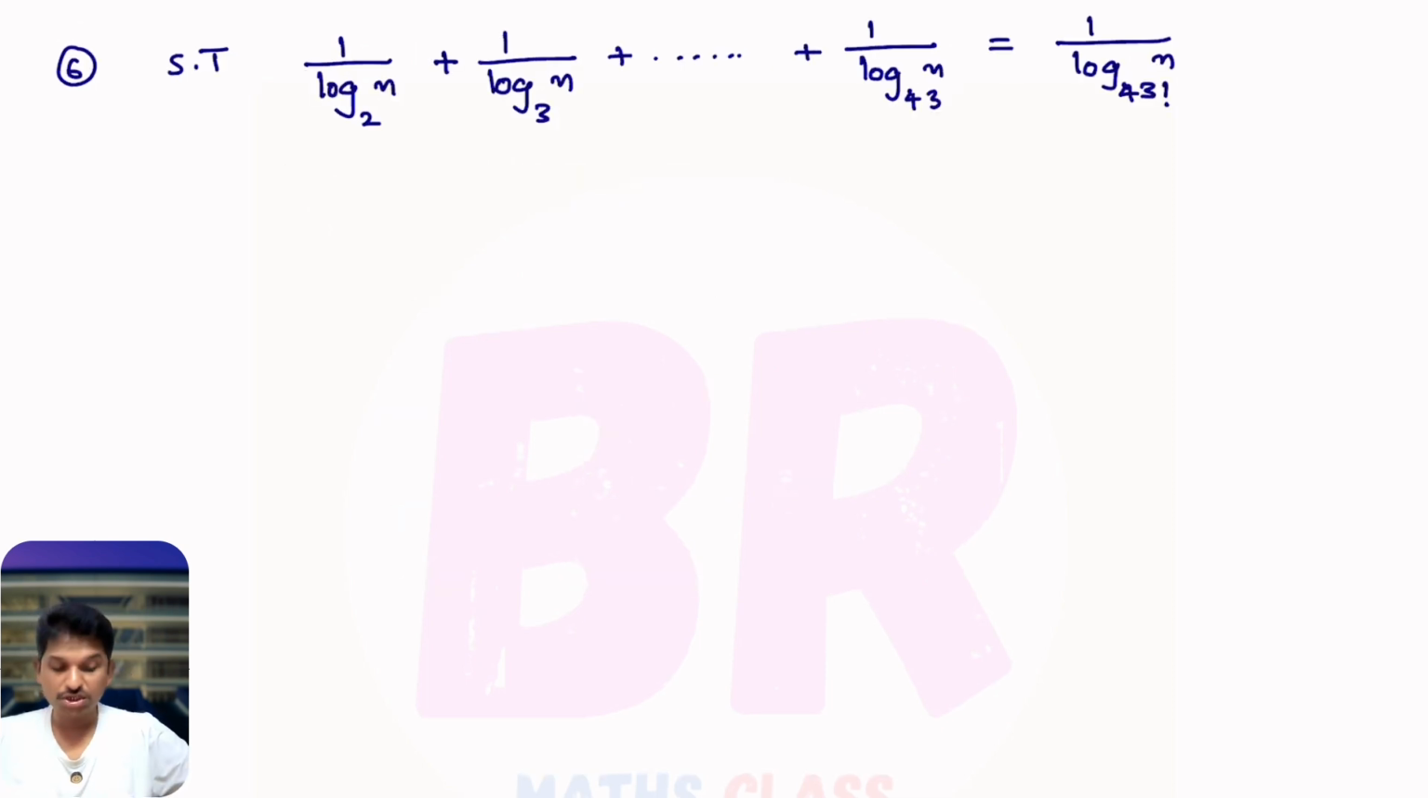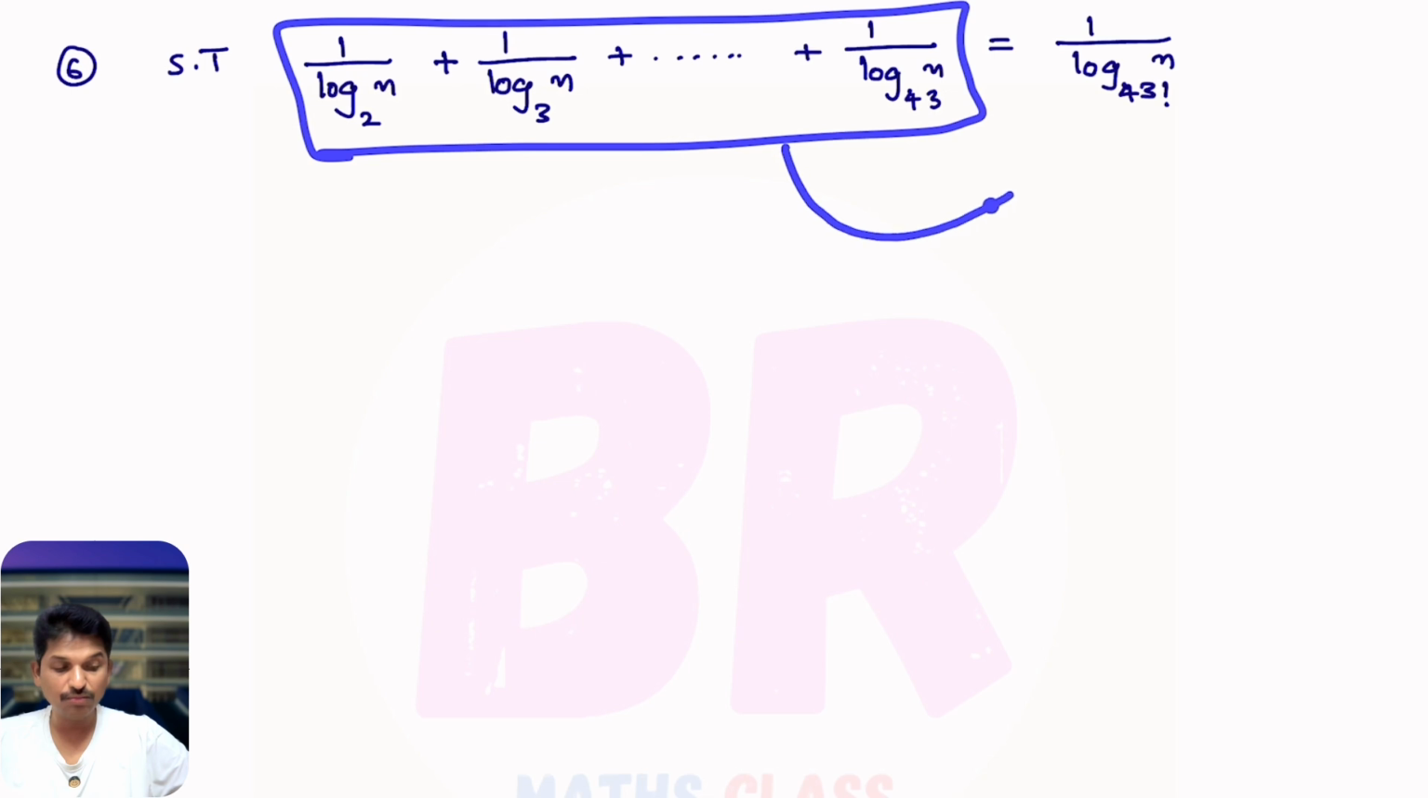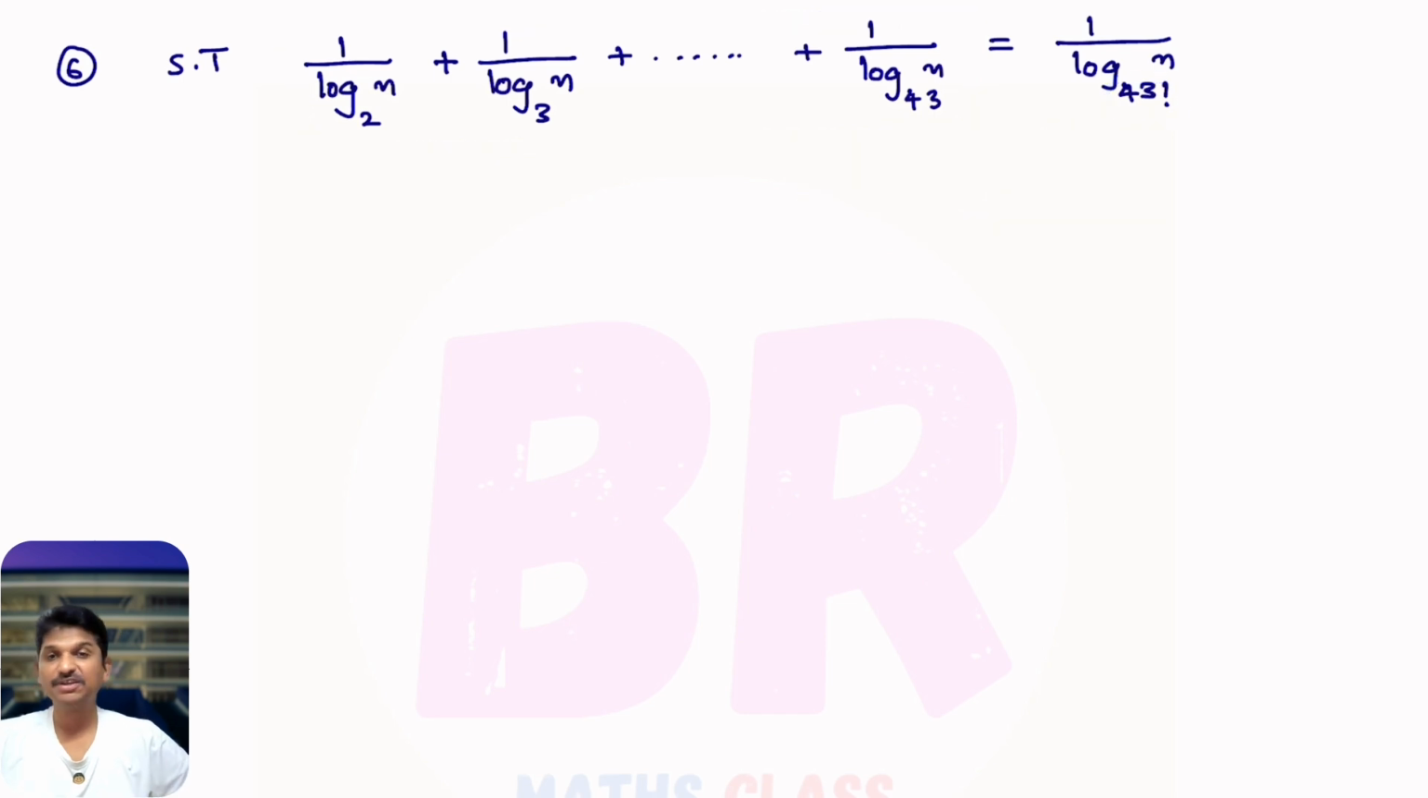You observe this question. They are asking us to show that this left hand side part equals 1 divided by log n base 43 factorial, right? See, definition you learn, you are good in all the properties. Take pen paper, try your own. Later only you check the solution. See, listening to the class is not like watching the movie. You need to involve. Take pen paper, try your own first.